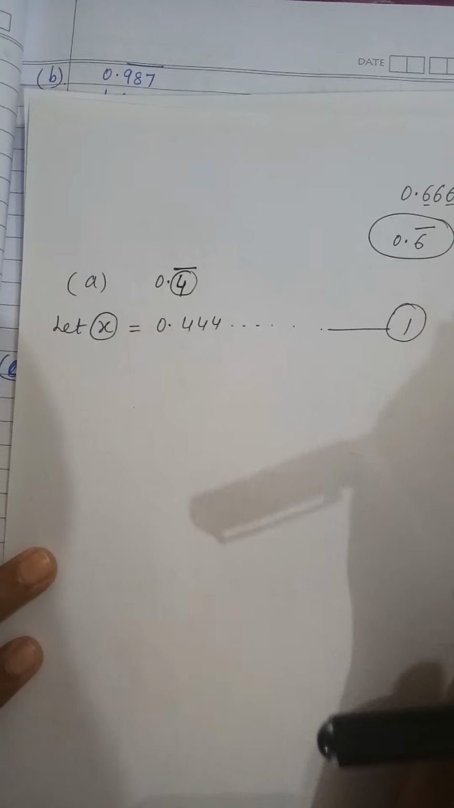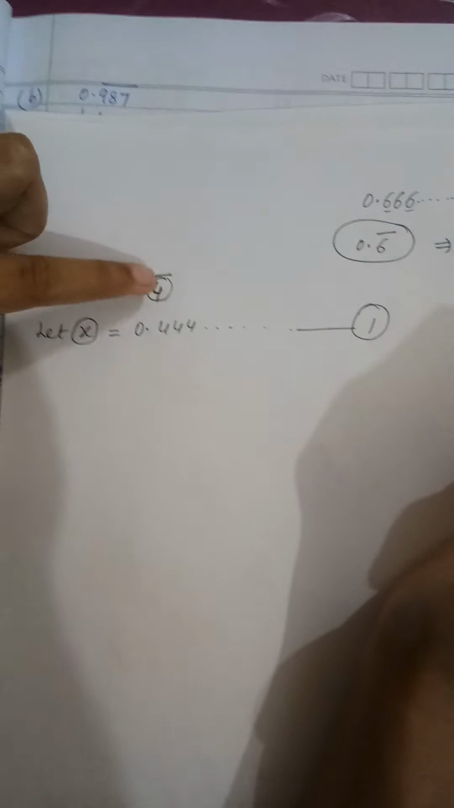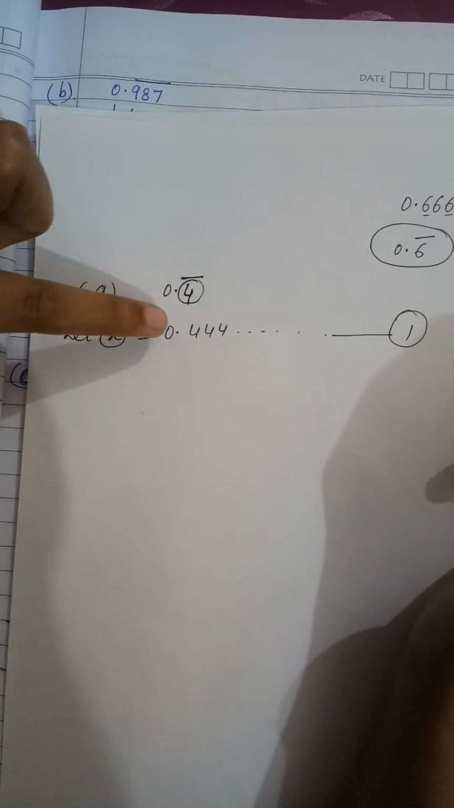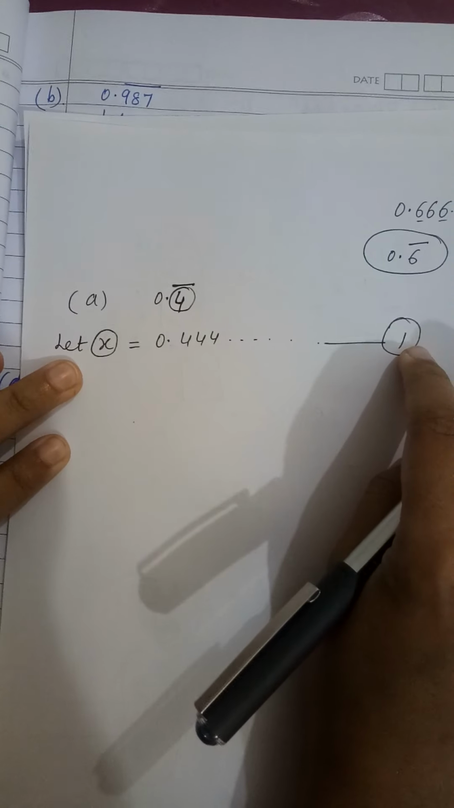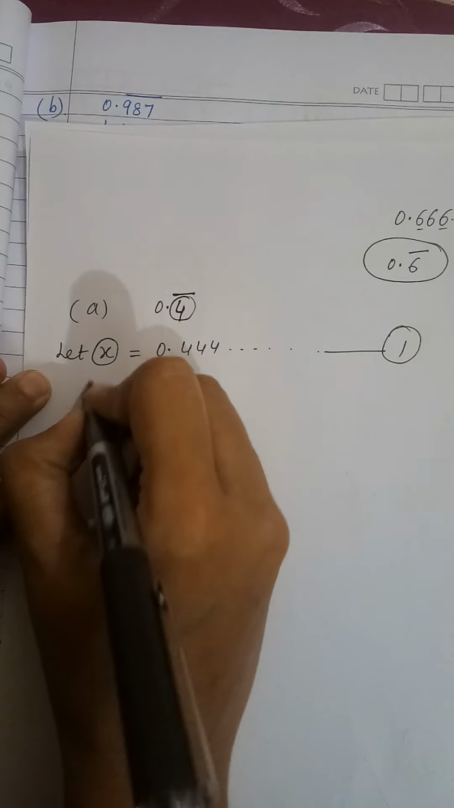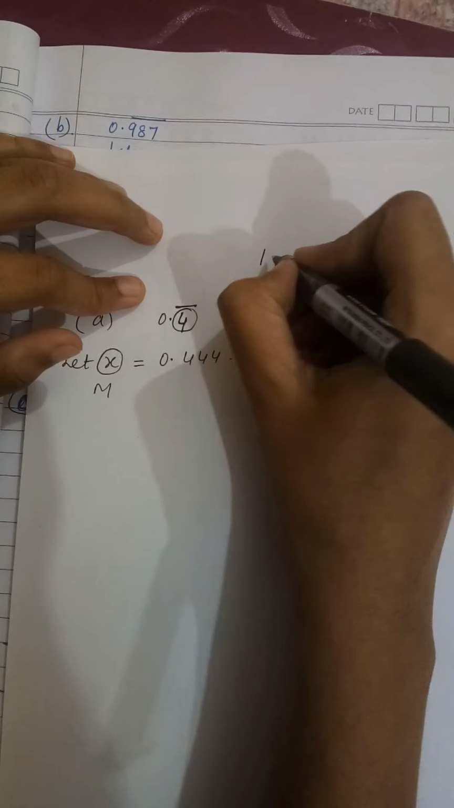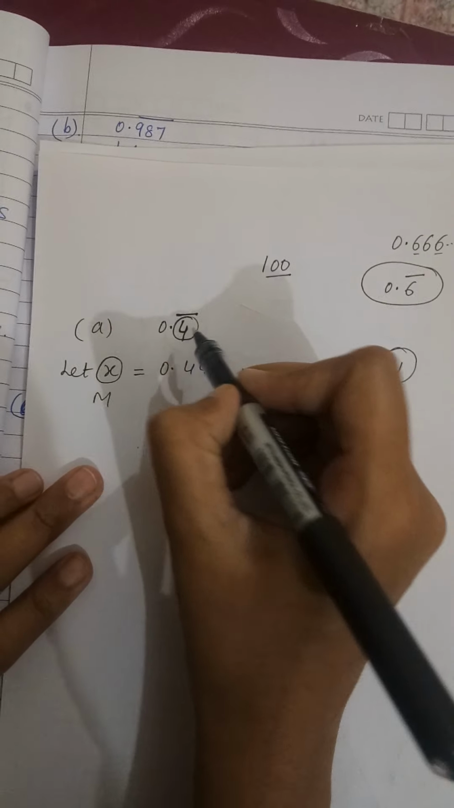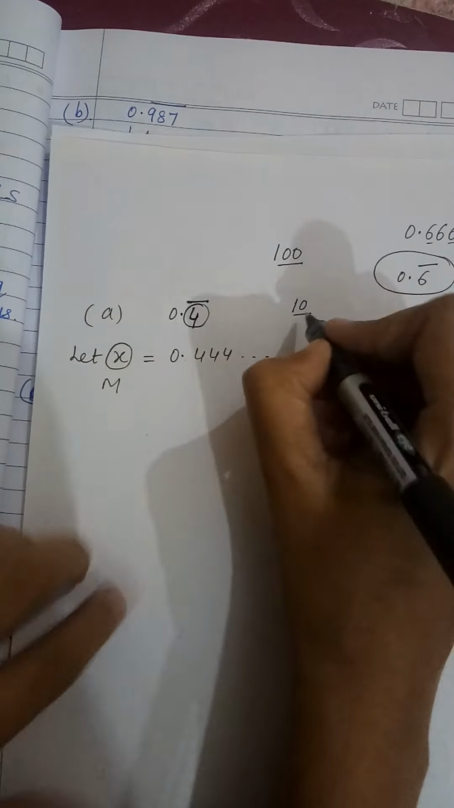Next, what I am going to do is, you first have to see below the bar how many digits are there. Only one digit is there. Then if below the bar only one digit is there, in this one you are going to multiply both sides by 10. Why 10? Because below the bar I have only one digit. One digit means 10. If there would have been two digits, I would have multiplied by 2 zeros, like this. But right now below the bar I have only one digit, so I am going to multiply with 10. That means the power of 10 will be 1.